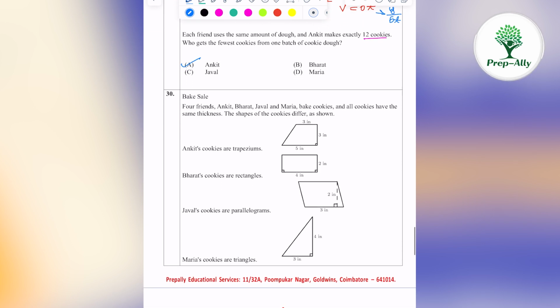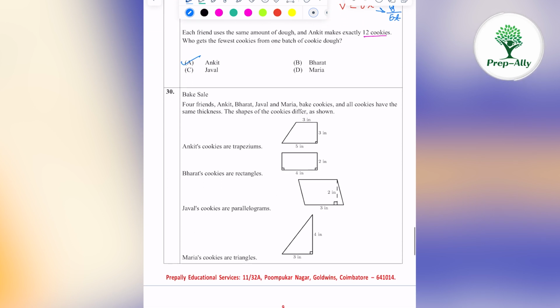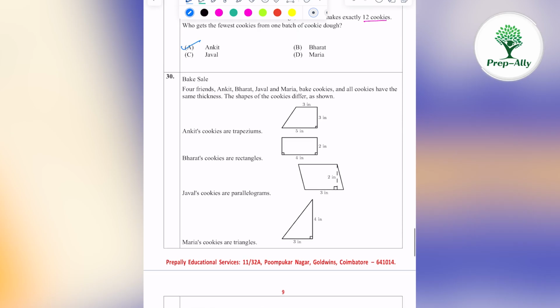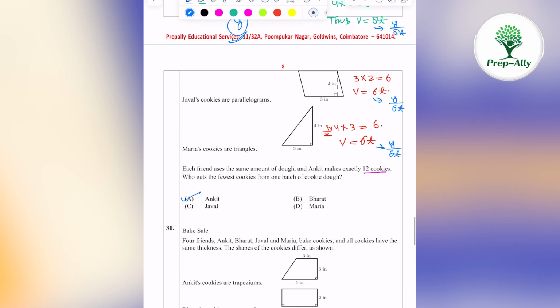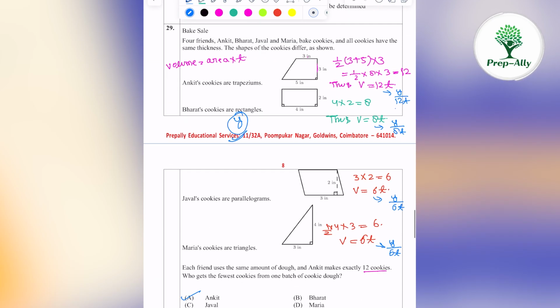Now question number 13 is also related to the same one, and the statement is the same, so we can read the last part. Each friend uses the same amount of dough. We already analyzed that question, and Ankit makes exactly 12 cookies. How many cookies does Ankit make? 12 cookies. So for one cookie he requires this much volume.